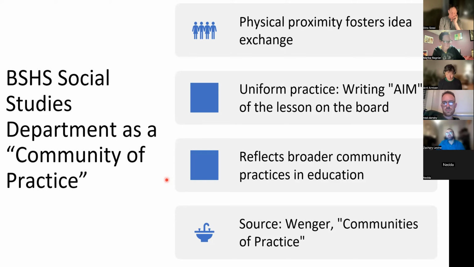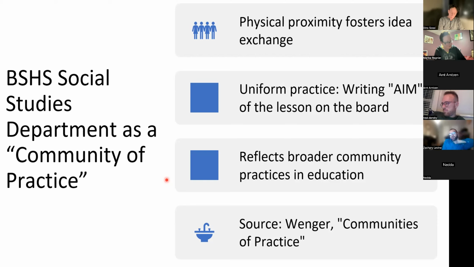So in that context, you can see how all of the social studies classes at the school are located on this one hallway. It's the same hallway that the department has its office on. So this physical proximity fosters idea exchange.